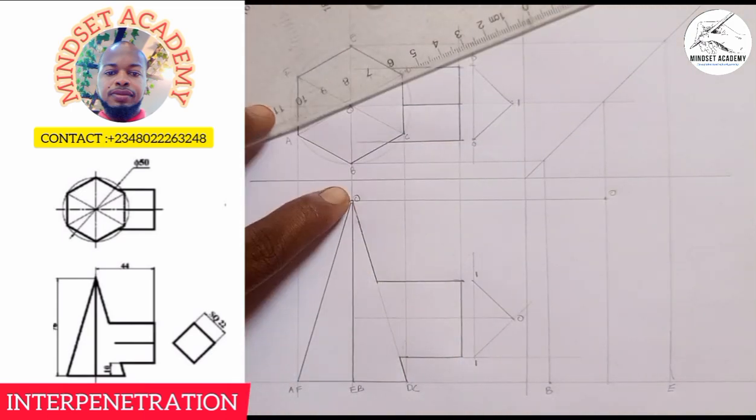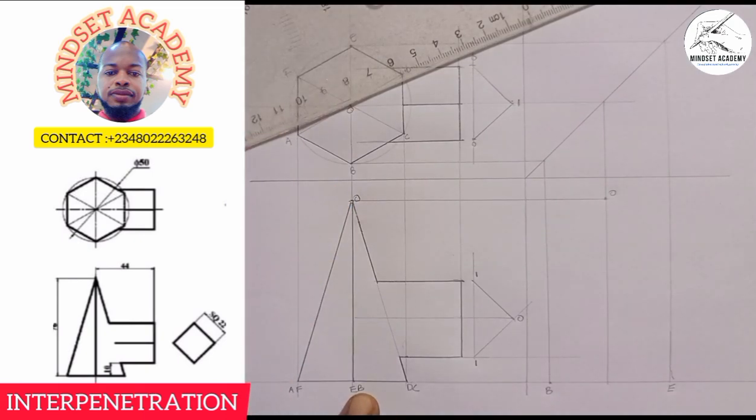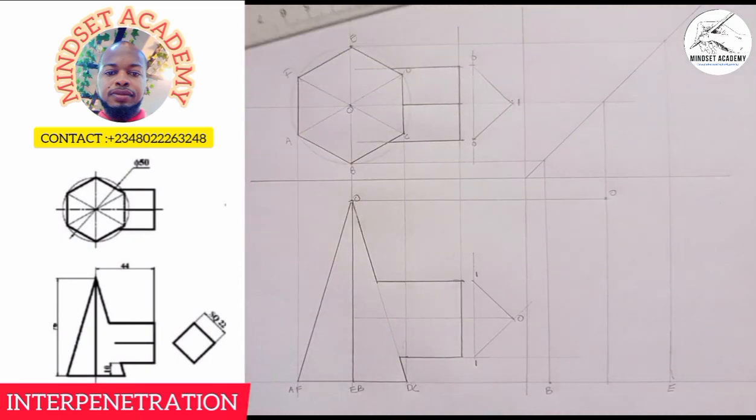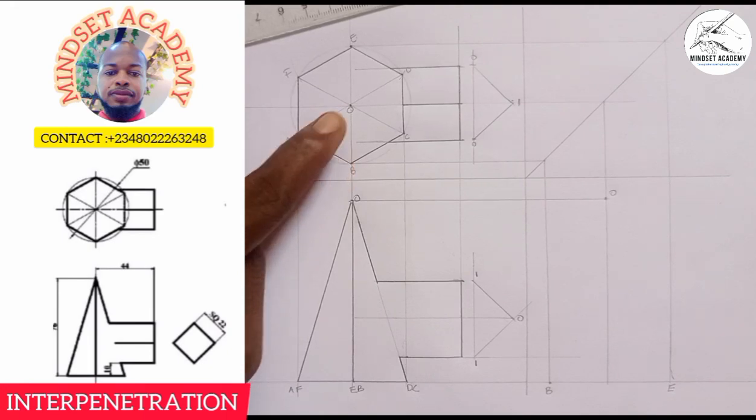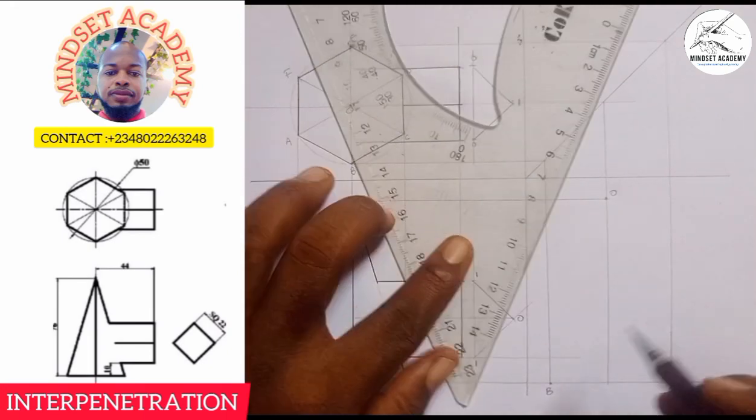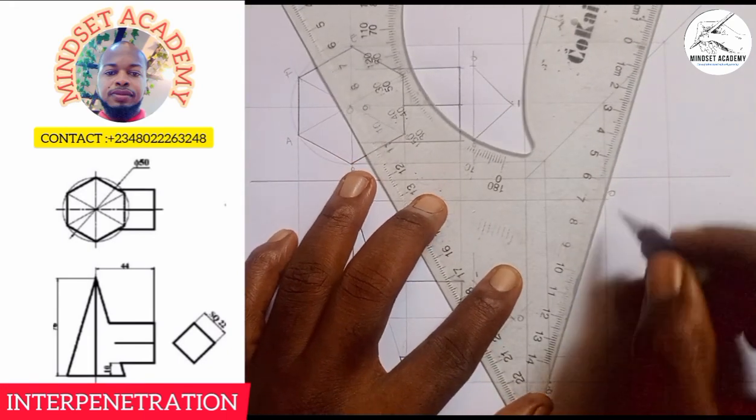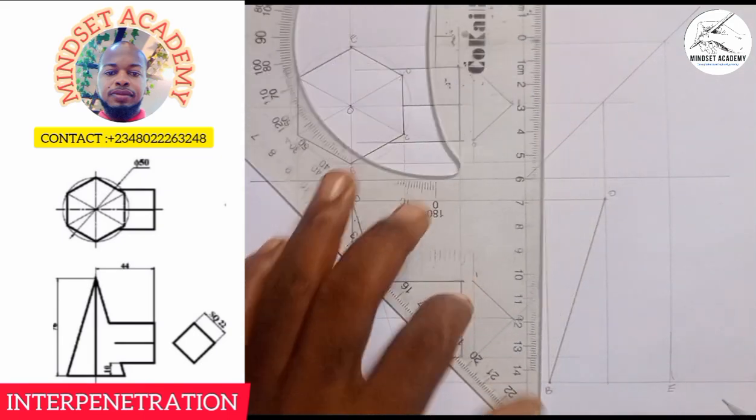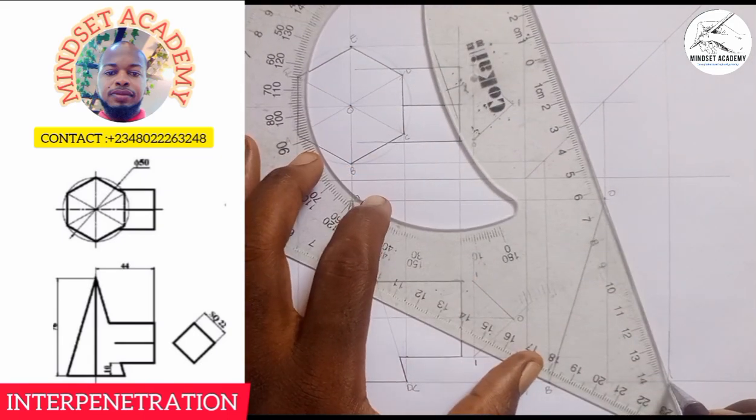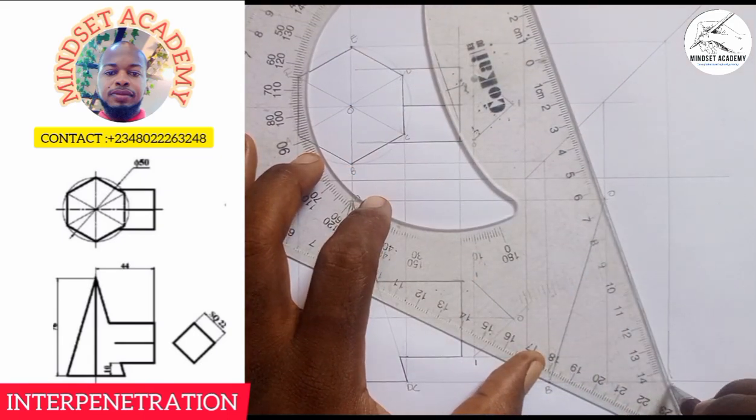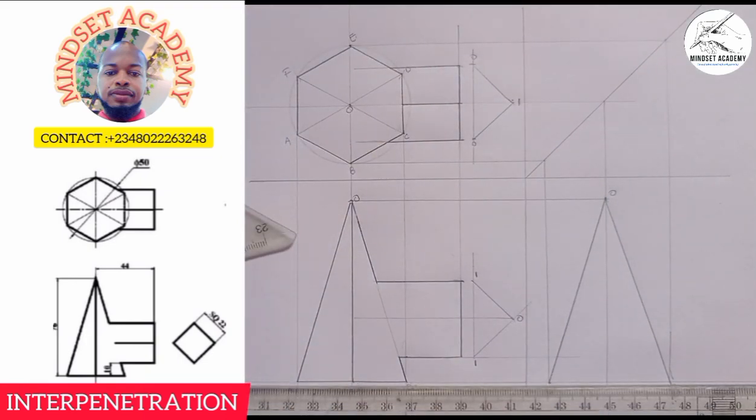Because O and B is connected, and O and E is connected, we'll connect from O to B, ticking it, and now connect from O to E, also ticking it. Then I'll tick in the base also.